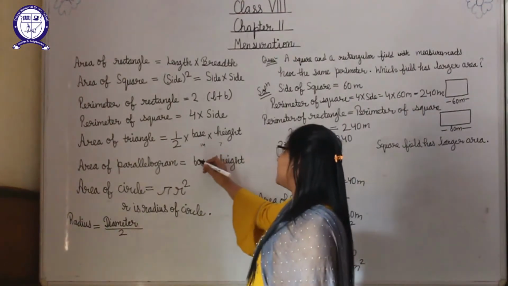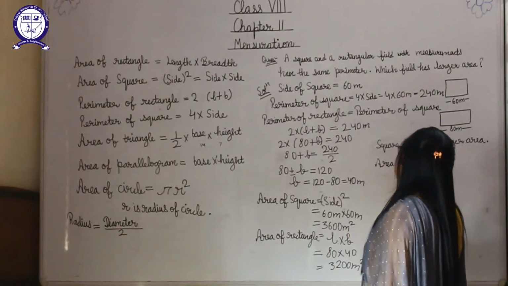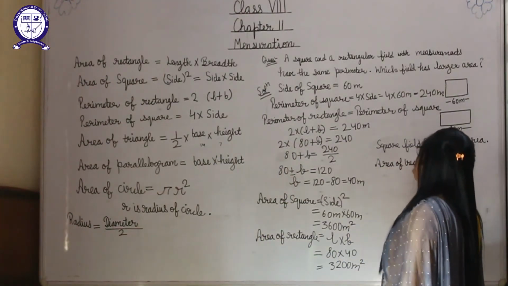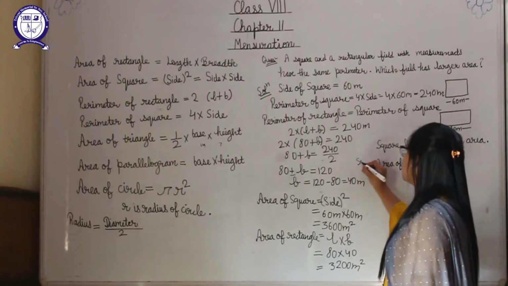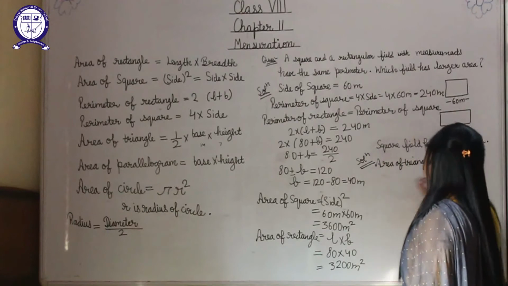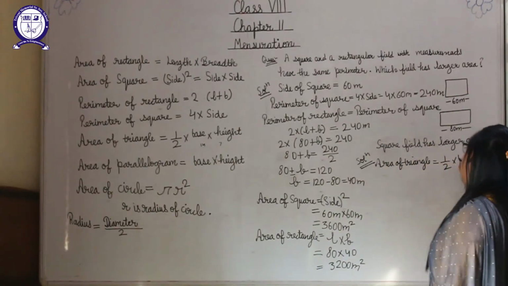Now how will we find the area of a triangle? If the base is given, what will be the formula for the area of a triangle, students? Half into base into height. This is another solution. So it will be half into b into h, base into height.